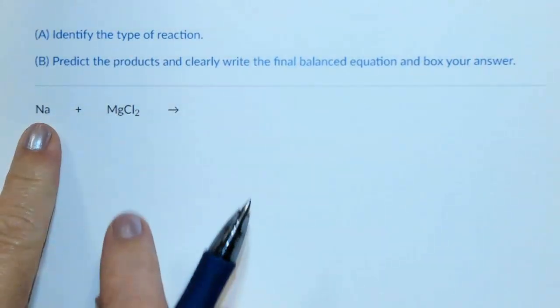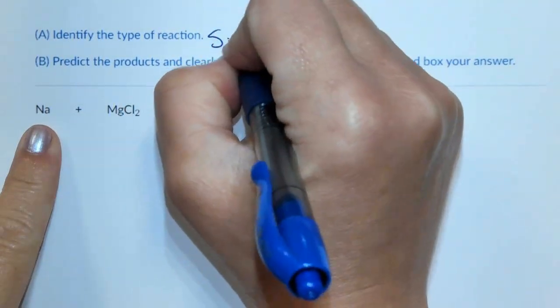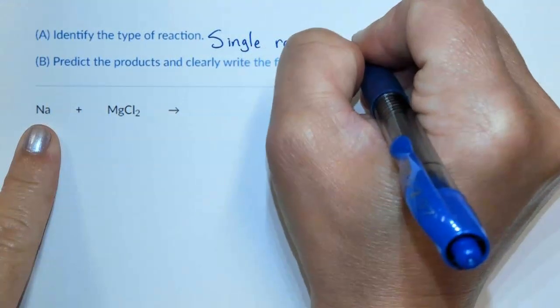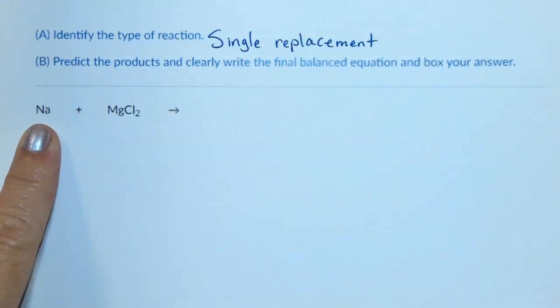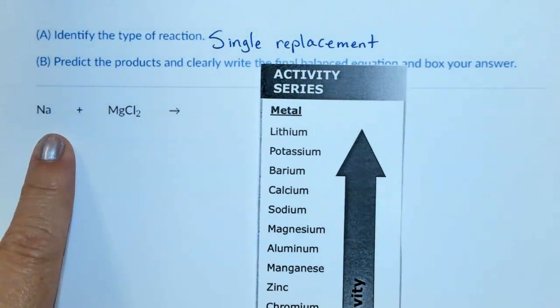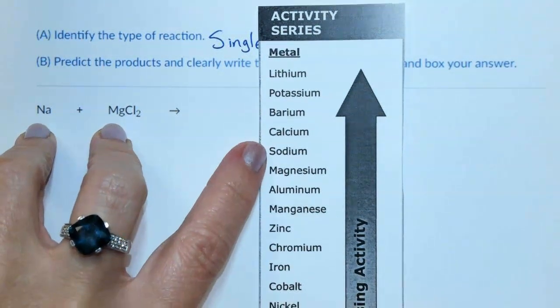There's a single element and an ionic compound, which makes this a single replacement reaction. Now that we know that it's single replacement, we have to use what's called an activity series to determine will this reaction occur. So you want to look at these two, sodium and magnesium.